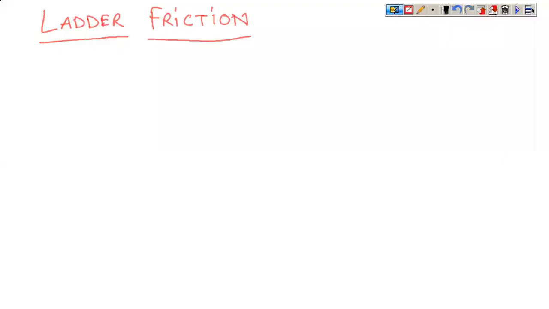Now, in ladder friction, what is a ladder? A ladder is a device that is used to ascend or descend a certain height. So, in the case of a ladder, there are certain requirements.